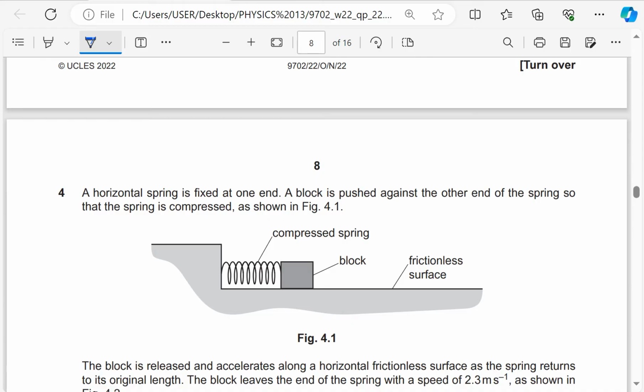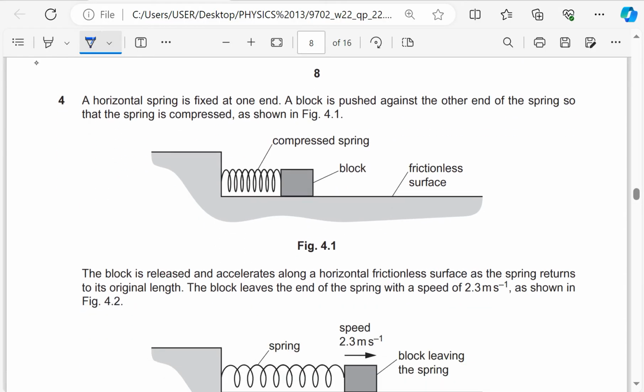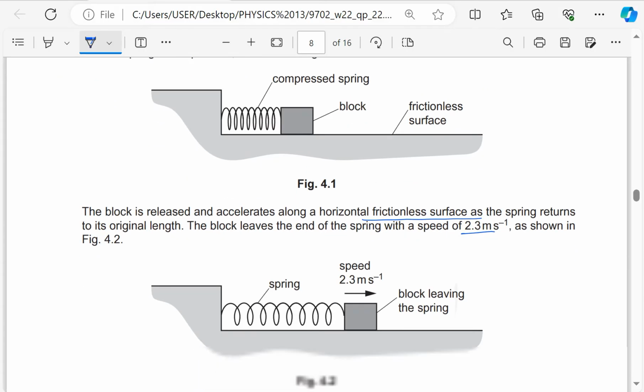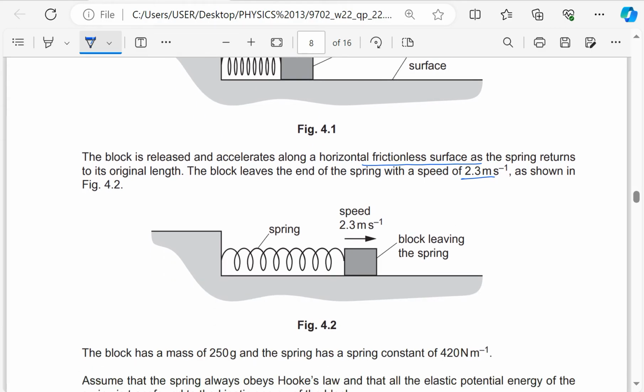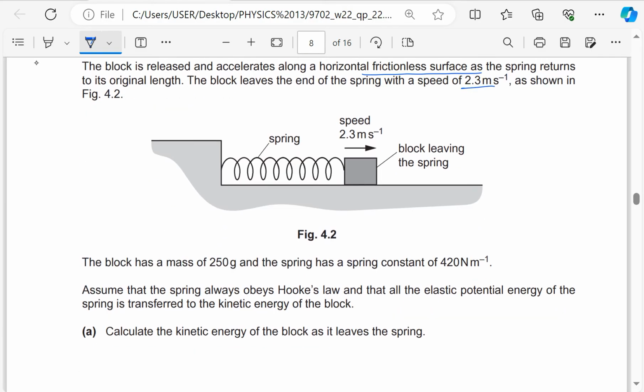A horizontal spring is fixed at one end. A block is pushed against the other end of the spring so that the spring is compressed as shown. The block is released and accelerates along a horizontal frictionless surface as the spring returns to its original length. The block leaves the end of the spring with a speed of 2.3 meters per second as shown in figure 4.2. The block has a mass of 250 grams.